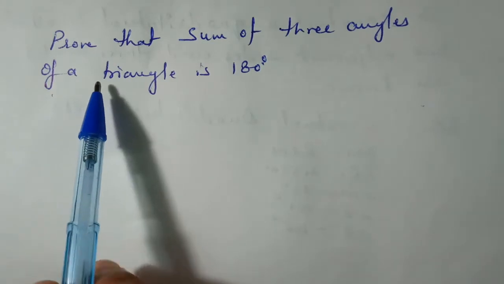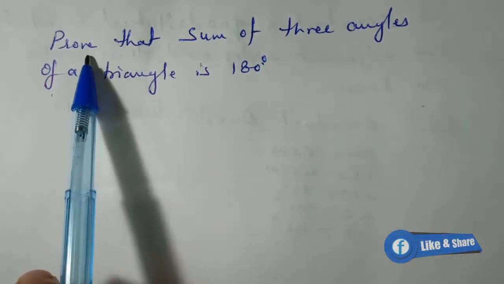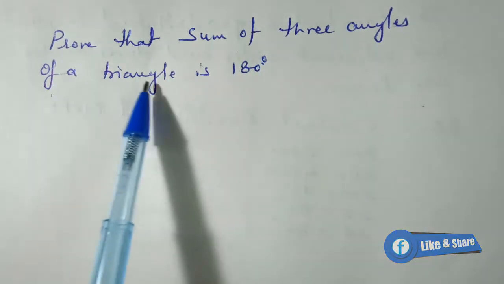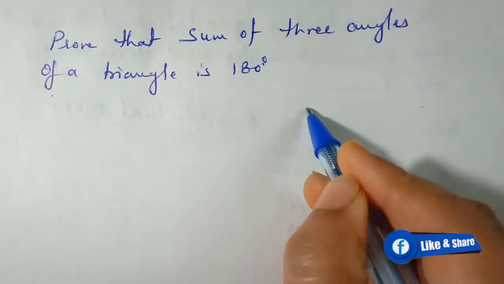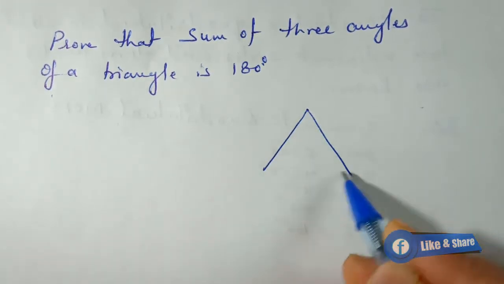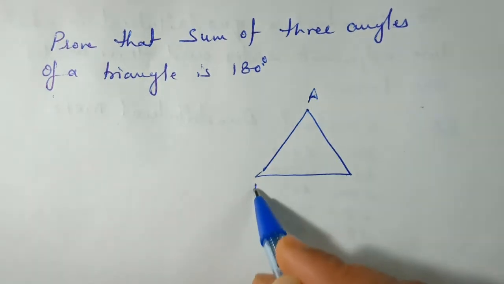Yes, students, today we're going to learn the proof of the theorem, that is, to prove the sum of three angles of a triangle is 180 degrees. We know that the sum of all three angles of a triangle is 180 degrees, but we have to prove it. Let us draw the figure.